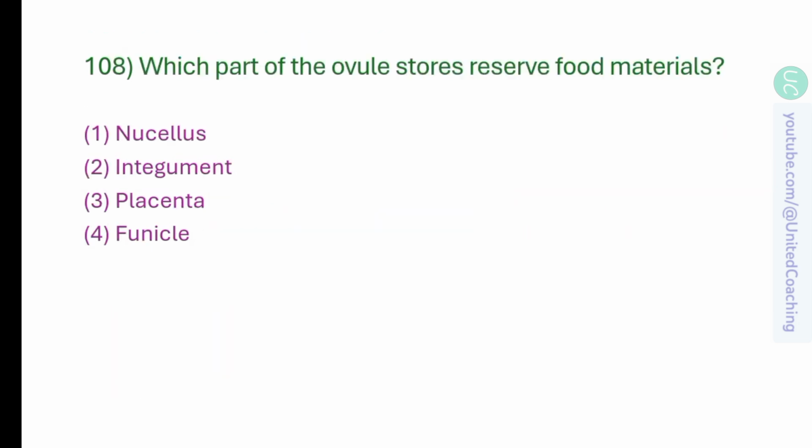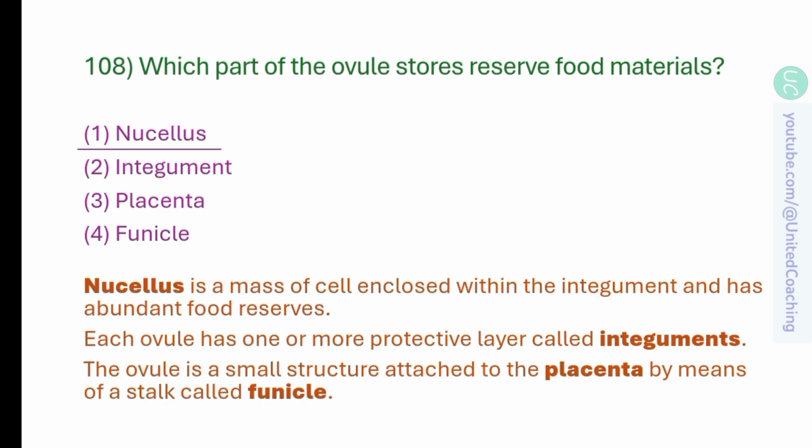Our next question is which part of the ovule stores reserve food materials? So the options are nucellus, integument, placenta or funicle, and the correct option is nucellus. Now nucellus is a mass of cells enclosed within the integument and has abundant food reserves. Each ovule has one or more protective layers called integument, and the ovule is a small structure attached to the placenta by means of a stalk called funicle.